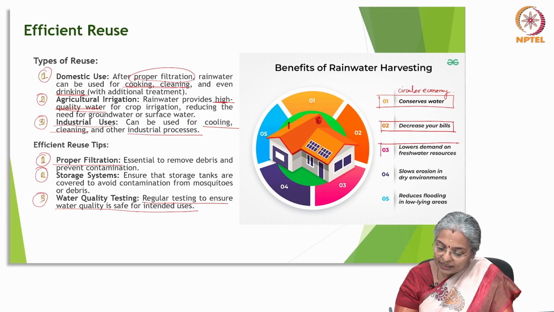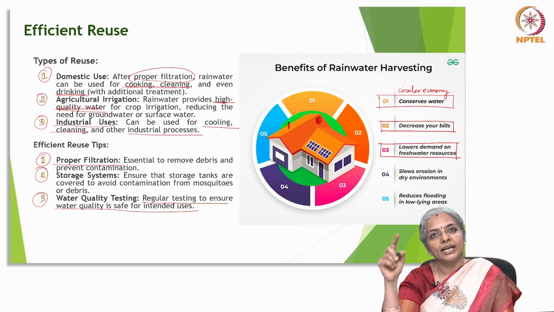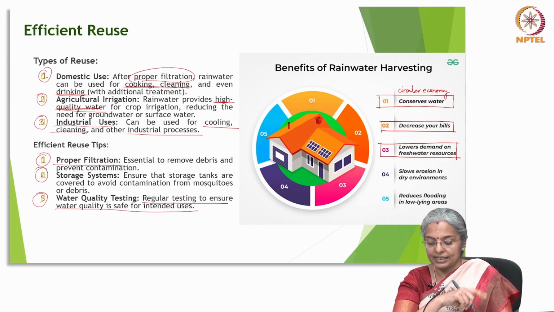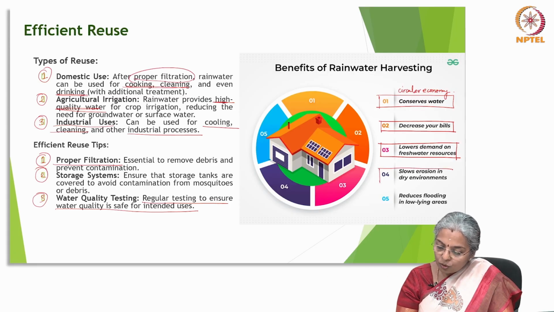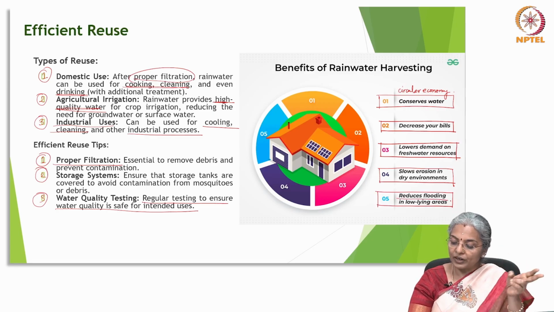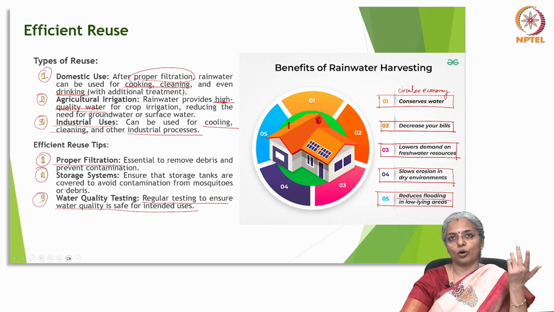Third is it can lower the demand on fresh water sources or municipal corporation. So the entire process of treating the water before you get from the municipal corporation, the entire energy gets saved when you use localized rainwater. Fourth is it will slow erosion in dry environments. And fifth is it will reduce flooding in low lying areas. So the dual thing that will happen is it will reduce flooding and it will also reduce your drought, because you are using saved water.